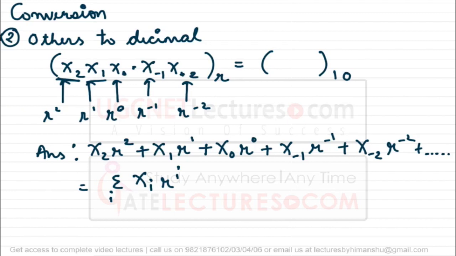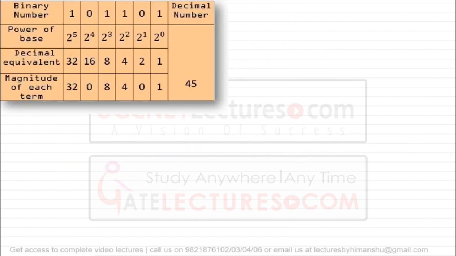Now let us look at some examples. We are given a binary number 101101 and you have to convert it into decimal. This 1 is the LSB. What is going to be the weight of this bit? It is 2 power 0. Respectively 2 power 1, 2 power 2, 2 power 3, 2 power 4 and 2 power 5. The weight of the MSB of this number is 2 power 5.